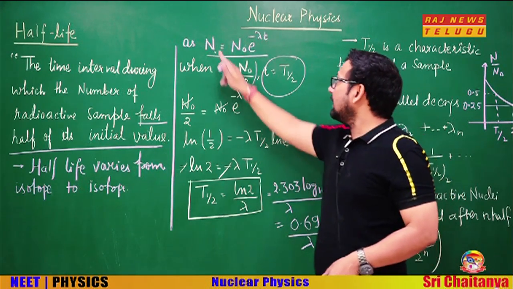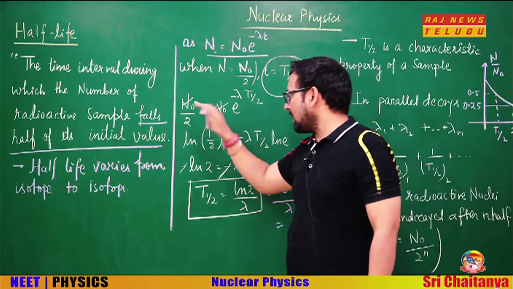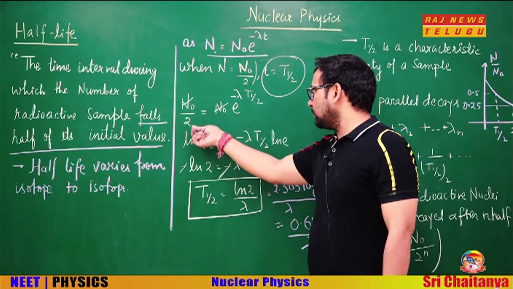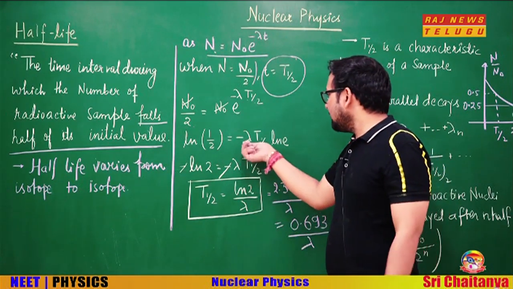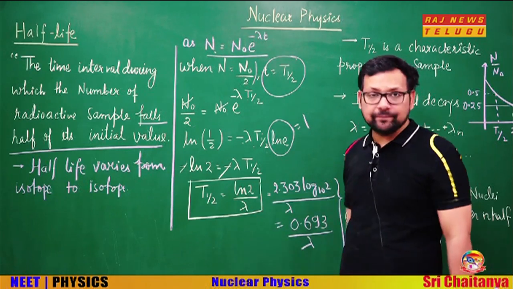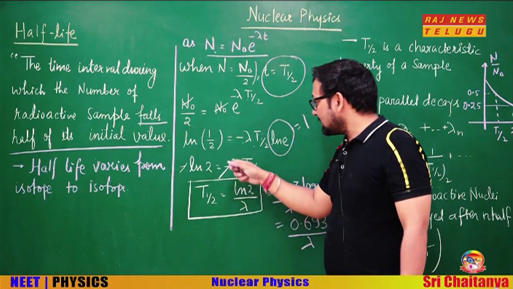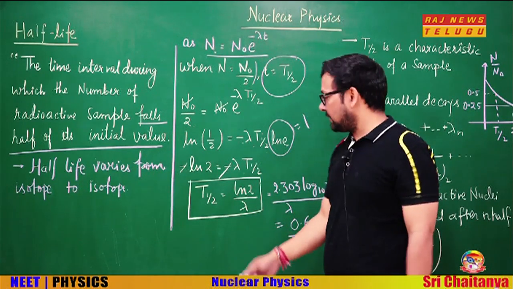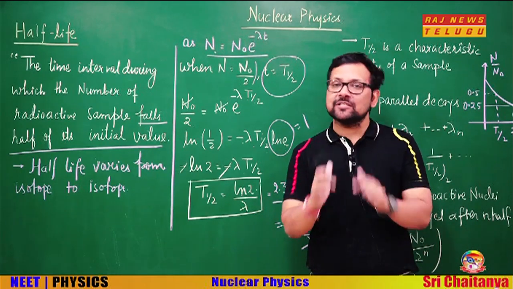Put these two values, N equal to N naught by 2 and T equal to T half, N naught cancelled. Taking natural log, ln, on both the sides, ln of 1 by 2, when we take ln, the exponent becomes the coefficient, minus lambda T half ln e. And what is this ln e? This ln e is 1. Also ln 1 by 2 can be written as negative of ln 2. That is negative of lambda T half, negative cancelled, and we have a formula for half-life, ln 2 upon lambda, where you know that lambda is the decay constant.